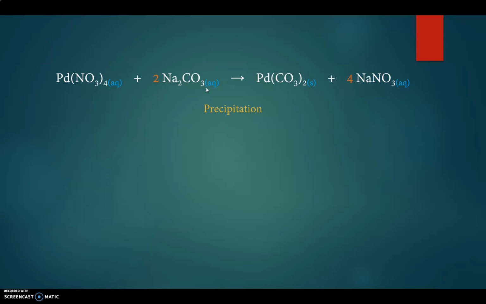Sodium is a charge of 1, so this one's aqueous. In the third case, palladium is a plus 4, carbonate's a minus 2. 95% rule says this will be insoluble, and it's a solid. And then, of course, both sodium and nitrate have a charge of 1, so this one is aqueous. So because we formed a solid, this has to be a precipitation reaction.